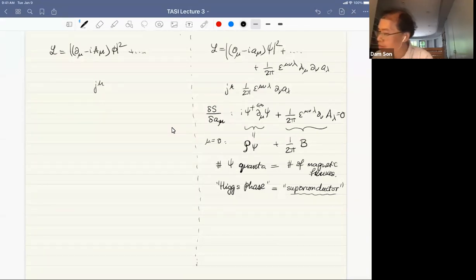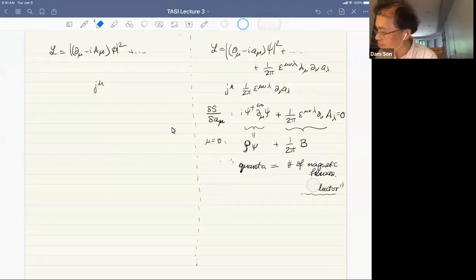Not sure, let me think a little bit. What am I doing wrong here? Maybe this is not what I want. I want the Higgs phase on the other side. Yeah, I don't know how to do it. Let's forget about this.